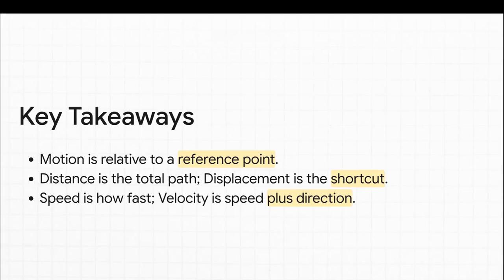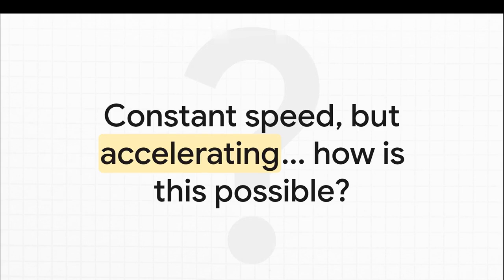So let's just quickly recap the big ideas. Number 1, motion is always relative to something. Number 2, distance is the whole path you travel, while displacement is just the shortcut from start to finish. And finally, that exact difference is what separates speed from velocity. Speed is just how fast, but velocity is how fast and which way. And that leaves us with one last little puzzle to chew on. If velocity includes direction, and any change in velocity is something we call acceleration, then how is it possible for an object to be moving at a constant speed but still be accelerating? We'll just leave that one right there for you to think about.